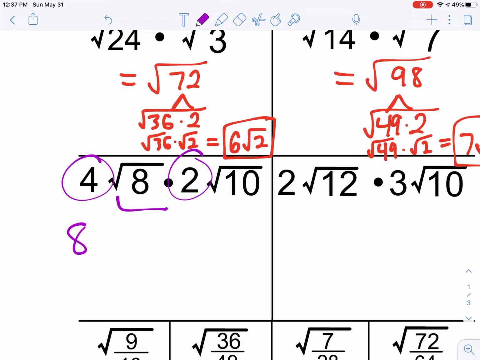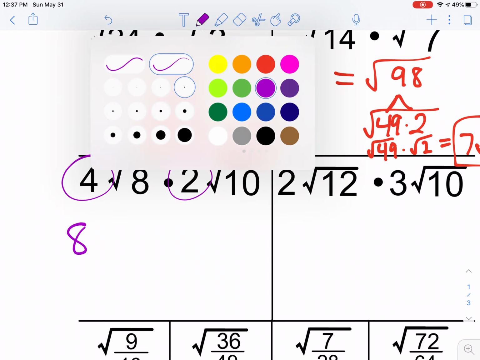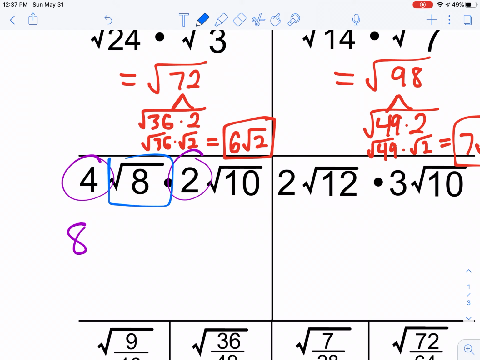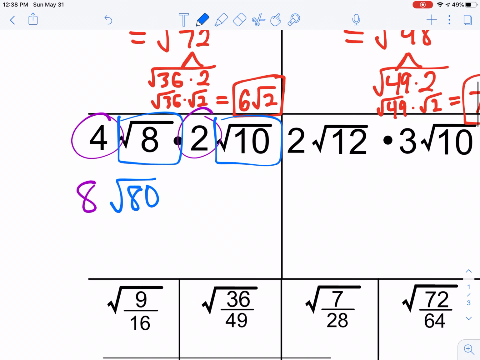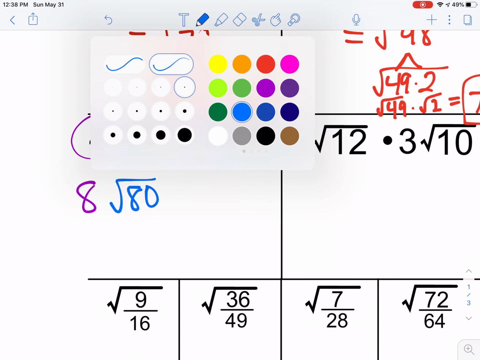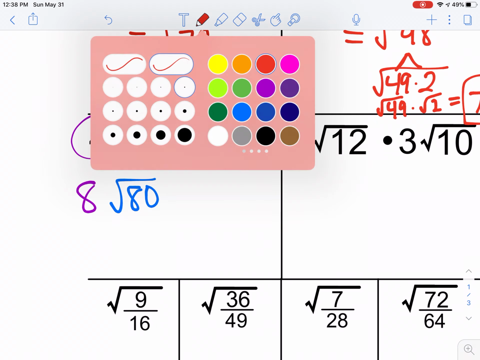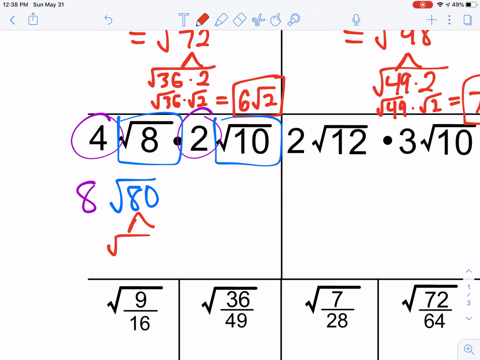Then the numbers on the insides of the radicals, we'll use a different color. The numbers on the insides of the radicals, it's like terms. You multiply those. So root 8 times root 10 is root 80. All right, so it's 8 root 80. Now we have to deal with the root 80. The root 80 we have to simplify.